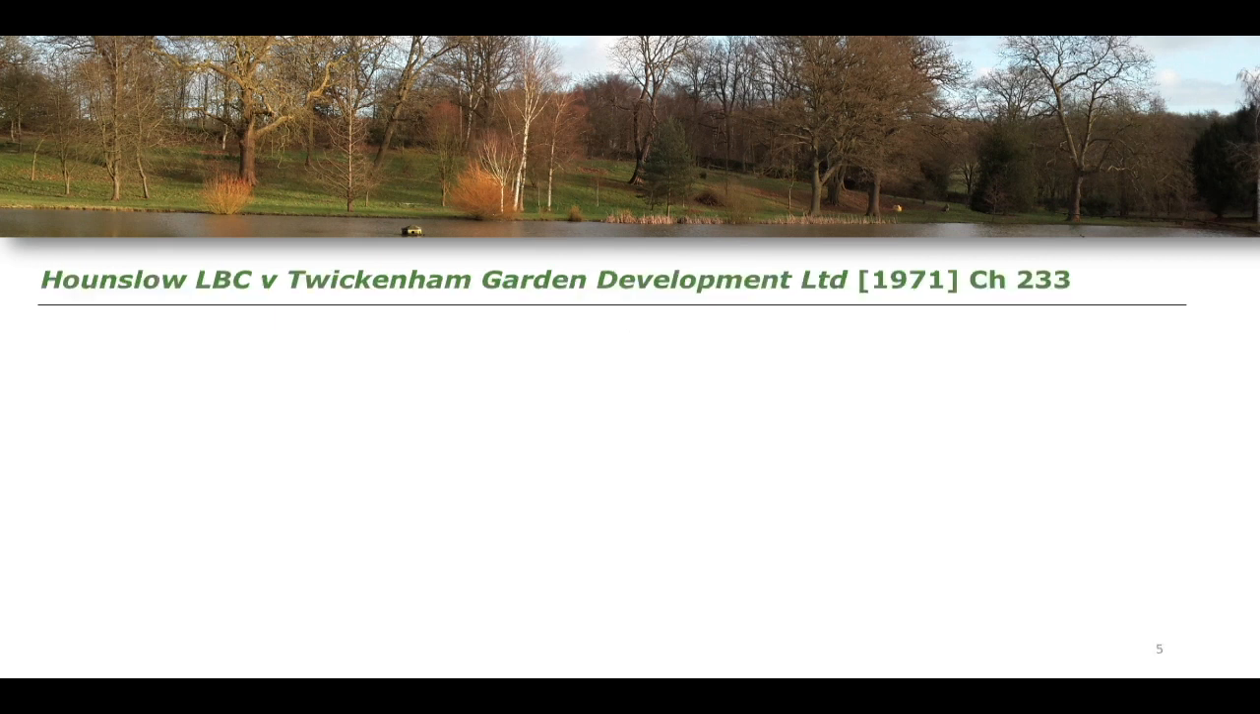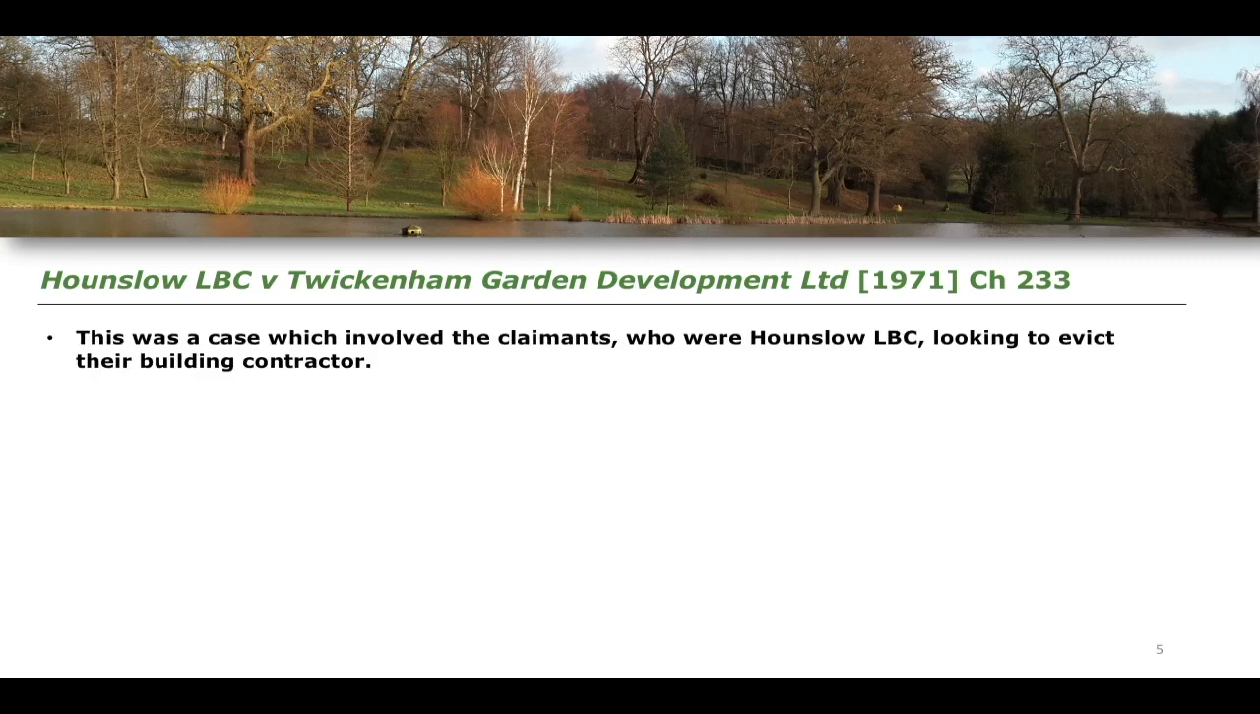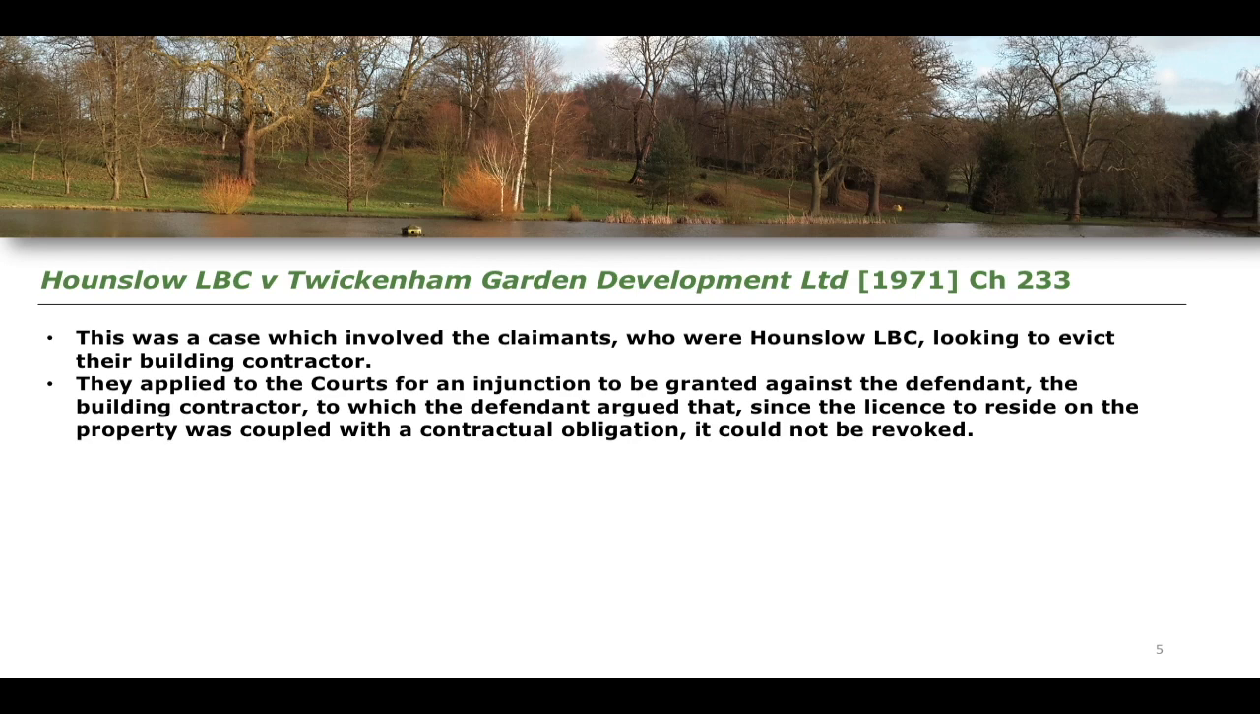Couple this then with the 1971 case of Hounslow LBC versus Twickenham Garden Development Limited. This was a case which involved the claimants, who were Hounslow LBC, and they were seeking to evict their building contractors. They applied to the courts for an injunction to be granted against the defendant, Twickenham Garden Development Limited. These were the building contractors. To which the defendant argued in response that since the license to reside on the property was coupled with this idea of a contractual obligation, it therefore could not be revoked.